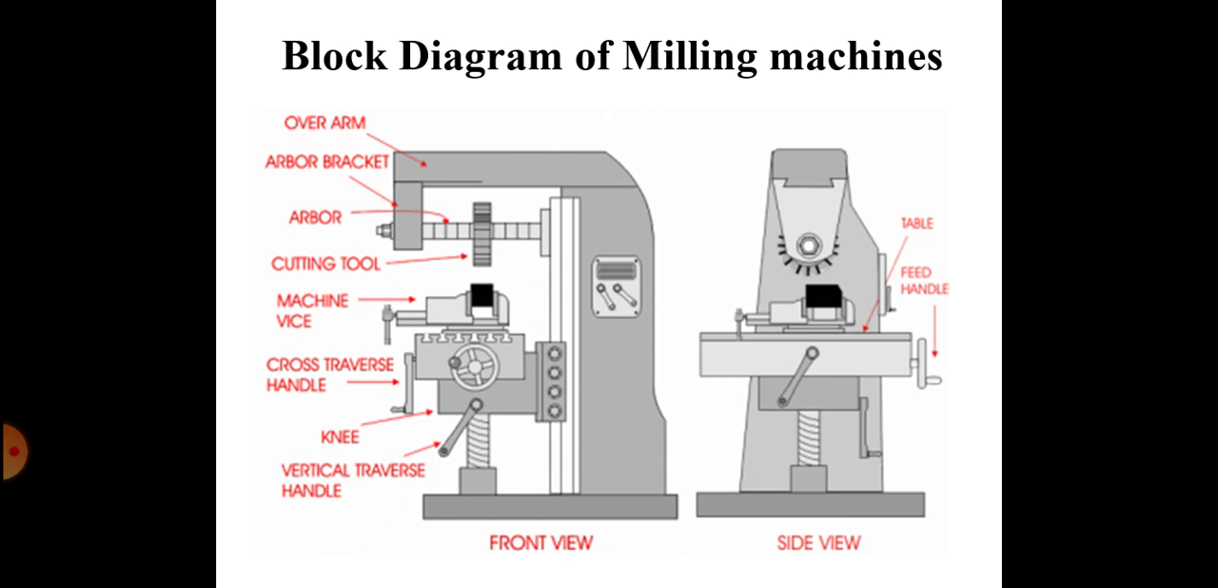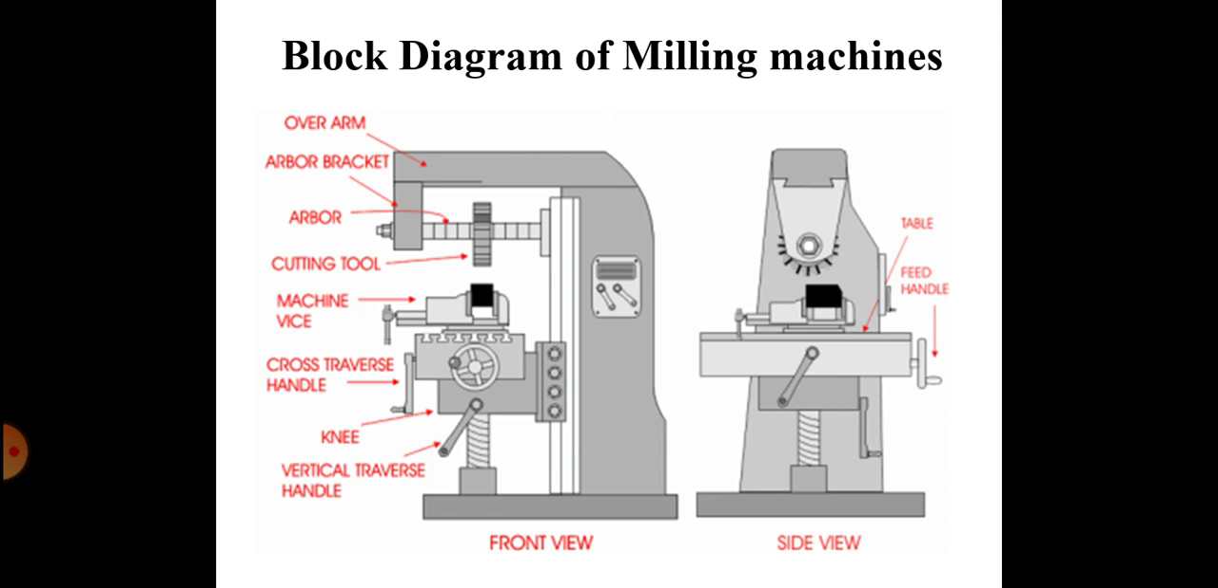The next part is the table. It is present on the knee and slides in longitudinal and cross directions. The top surface of the table is machined and has T slots for clamping the workpiece. In a universal machine, the table can be swiveled horizontally. This is an extra attachment in the universal machine.